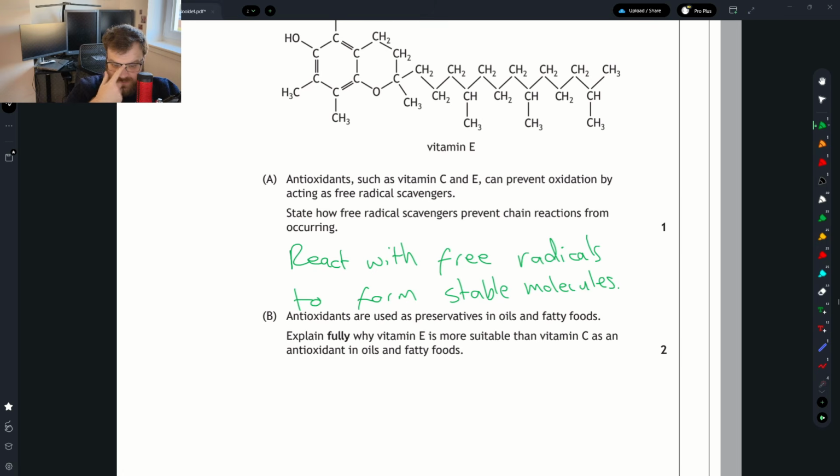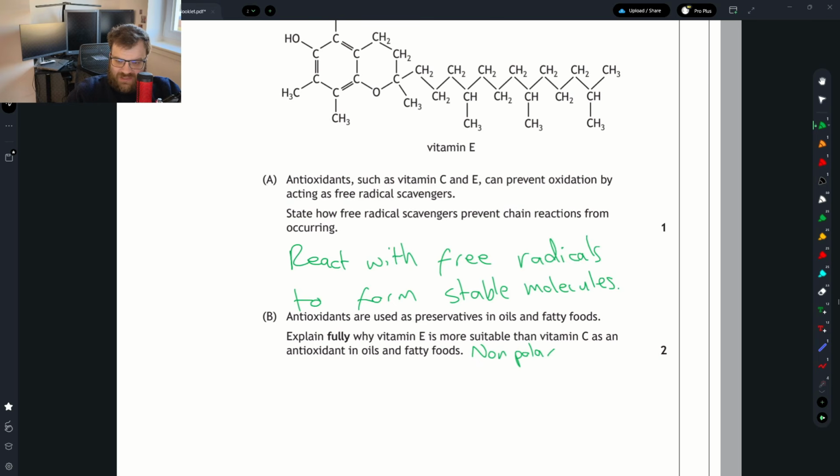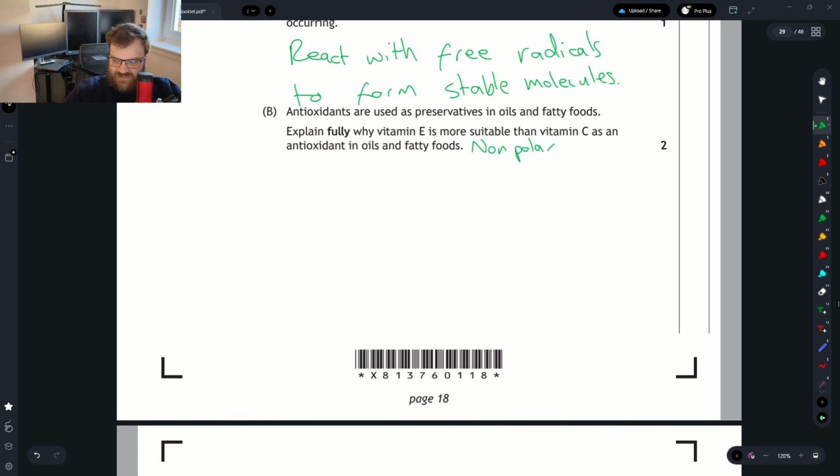Next one, we're asked about why vitamin E is better than vitamin C for oils and fatty foods. I think we're leaning towards the whole non-polar, polar dissolving things perhaps. So vitamin E has a long carbon chain. So this section here would be non-polar, just carbons and hydrogens. We've got bits of polarity here with the oxygens there, but if you compare it to this one, which has a lot more oxygens, so it'd be more polar parts, it's also got a smaller covalent carbon chain. I think that's what I'm going to go for.